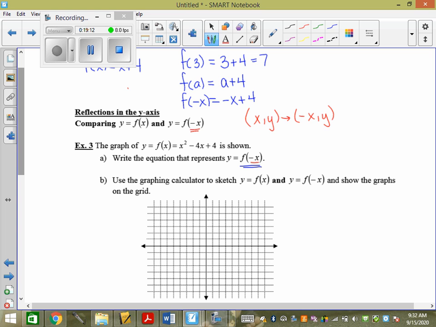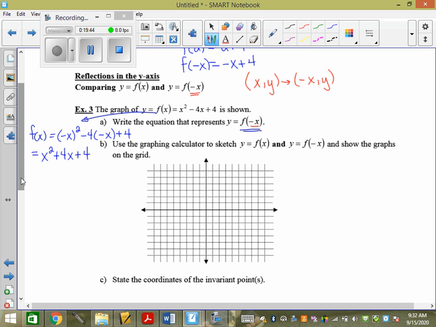So this is my equation. I'm going to get f of x. Now, do I need to write negative x? No, because I'm filling it in for the x's. It's going to get me negative x squared minus 4 times negative x plus 4. So I'm going to get x squared plus 4x plus 4. And now this better reflect on my y, right? So I can regraph x squared minus 4x plus 4. It was here.